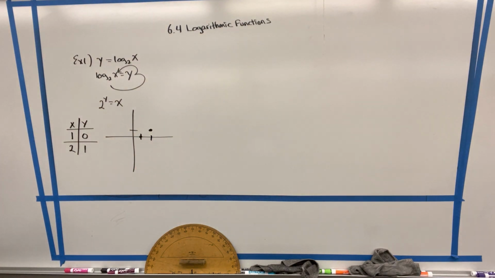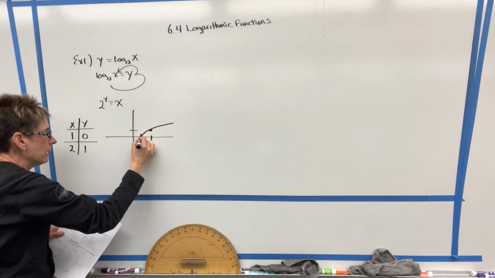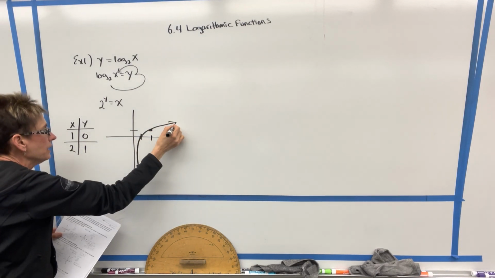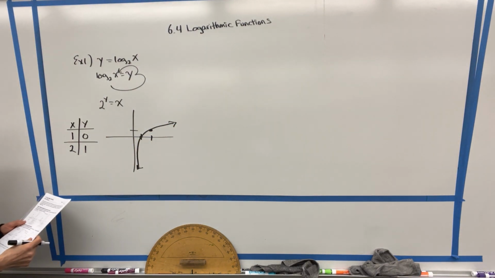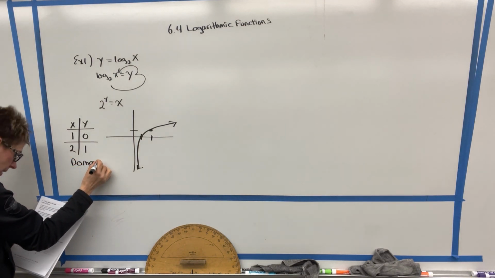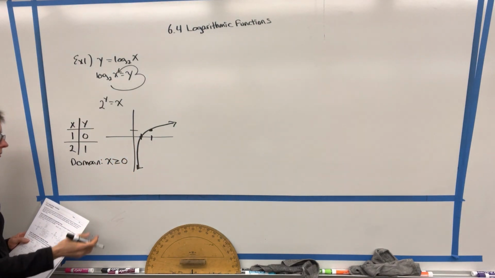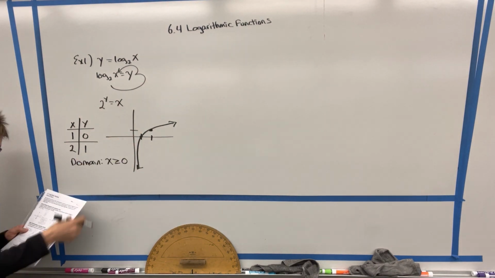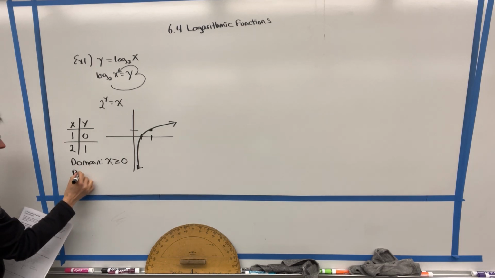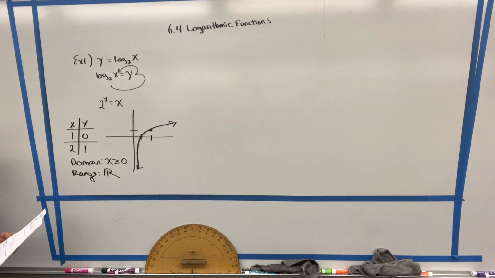Now, in order to graph this, we do need to know the basic shape of a logarithmic function. This is going to be our basic shape. The domain is basically x greater than 0. Notice that x is never going to be negative. The range is all real numbers.